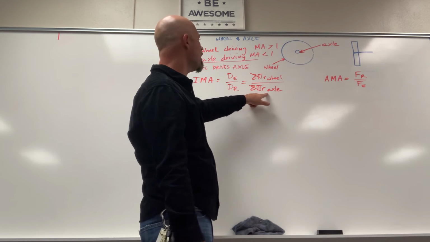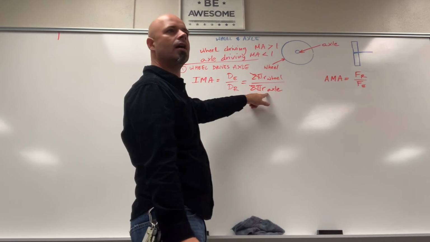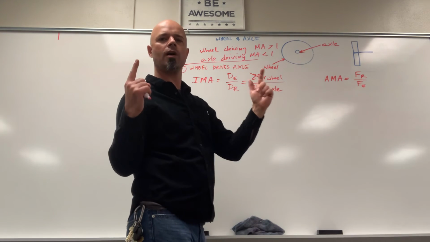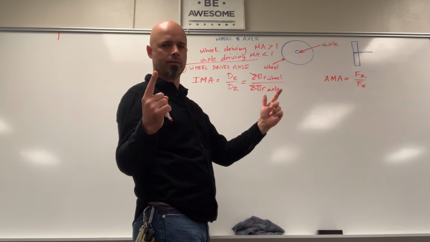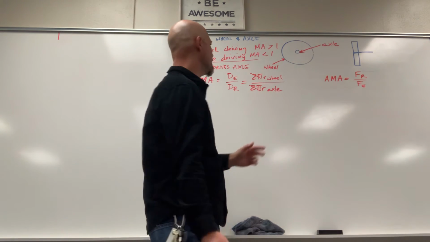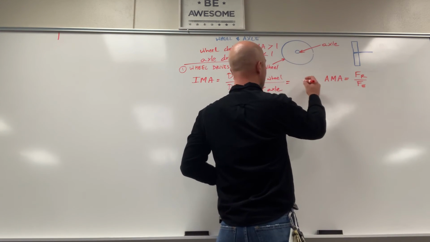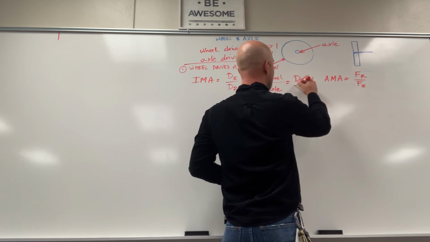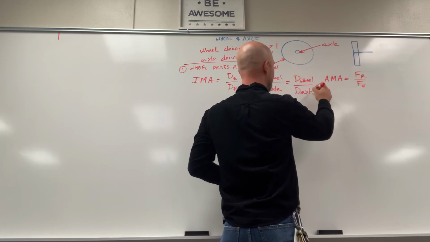However, more often than not, engineers will use the diameter because it's just easier to measure across the wheel or the axle, right? When you're trying to get their size. So you'll just have diameter of the wheel, in this case, divided by diameter of the axle.